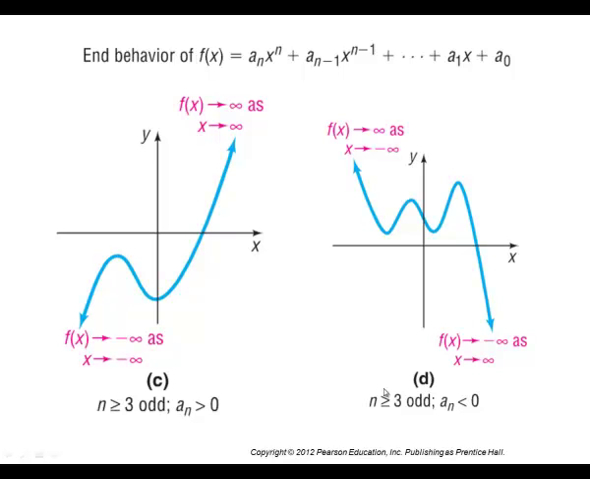Now this one here has got 1 turning point, 2 turning points, 3 turning points, 4 turning points. So this one's going to be at least an x to the fifth, because it has 4 turning points in it. And it's an odd function, and it's going down to the right and up to the left, so it has to have a negative leading coefficient.